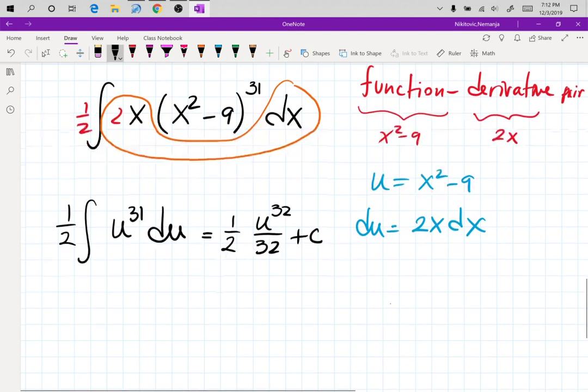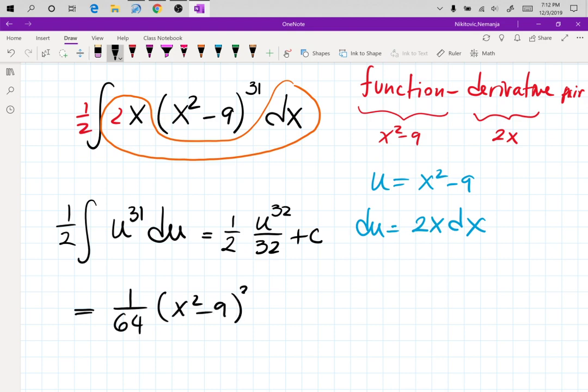We are going to bump the exponent up to 32, and then don't care about u, care about the x, so 1 over 64 x squared minus 9 to the 32 plus c. Do you actually want us to put it in that way, or can we put the x squared minus 9 over 64? Whatever. What makes you happy?